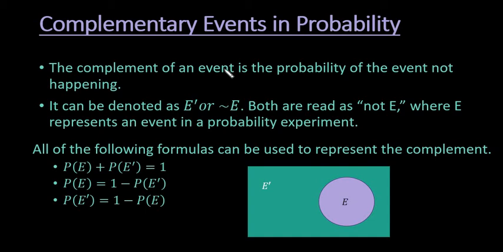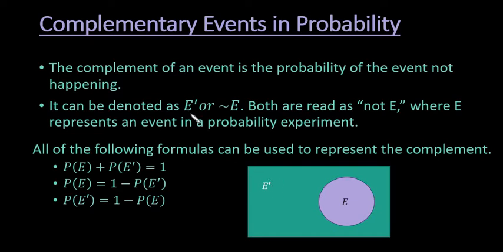Hi, for this video what I want to do is talk to you about complementary events in probability. So the complement of an event is the probability of the event not happening. So if event E were what you were talking about, say for example that event E represented drawing a heart out of a deck of cards, then anything not a heart in the deck of cards would be the complement. So the event would be anything that is contained in whatever you're looking for. The complement is everything that is not contained.